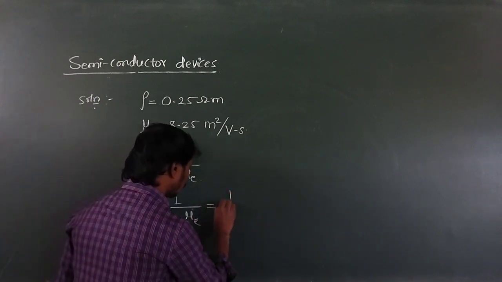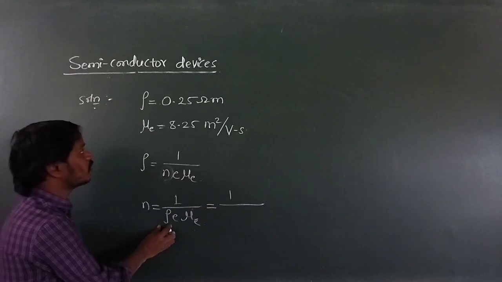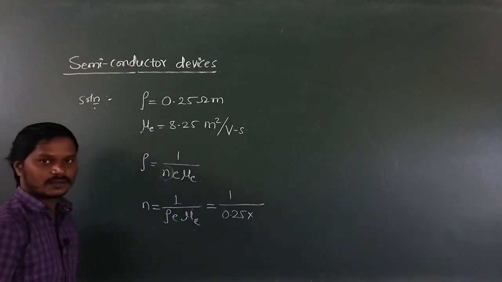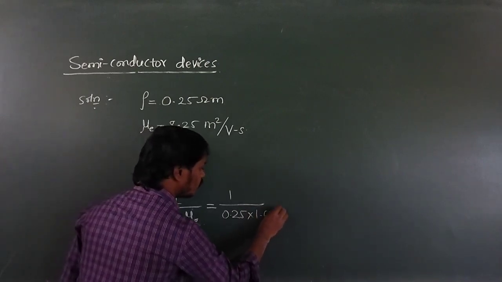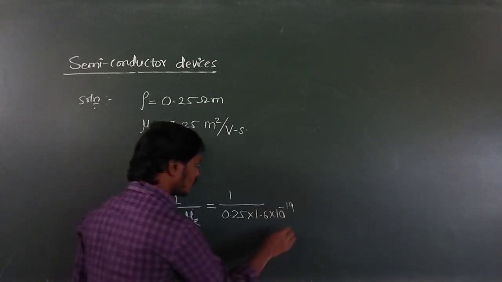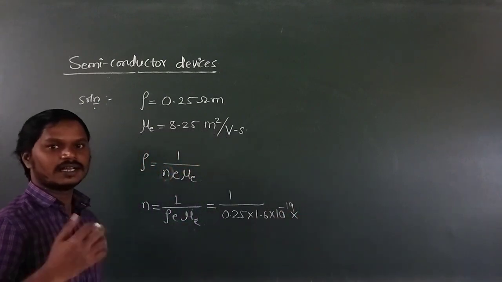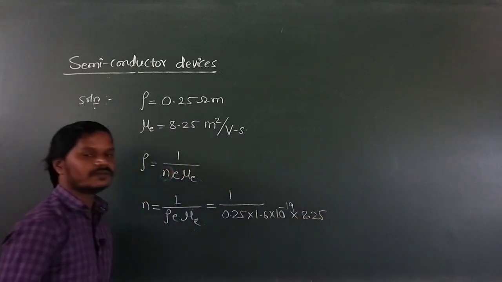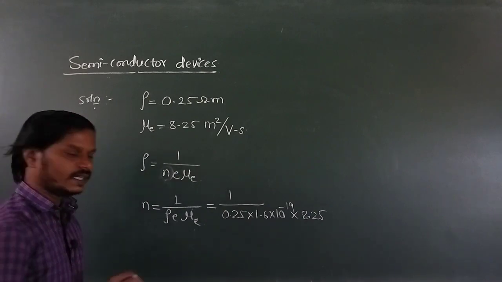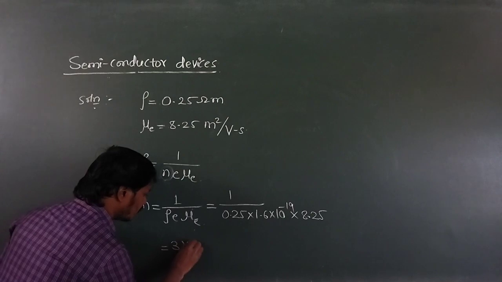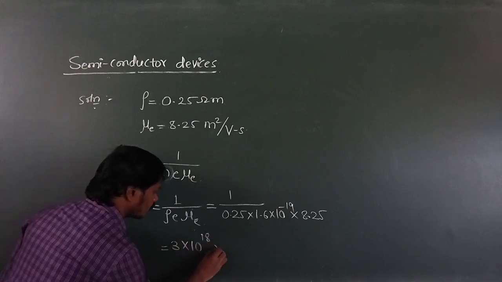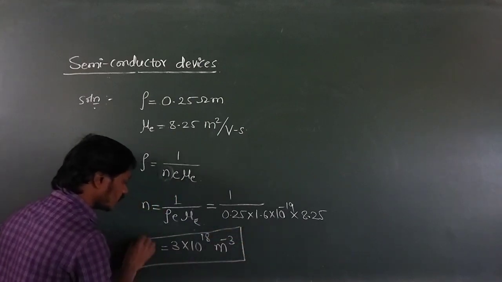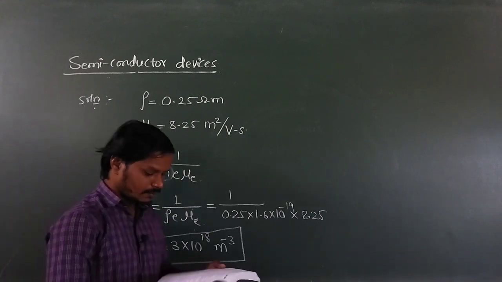Okay, so let us substitute the values. Rho, the resistivity of the N-type semiconductor, is 0.25, and the charge on an electron is 1.6 into 10 to the power of minus 19. The electron mobility is 8.25. On solving this, we will get the answer 3 into 10 to the power of 18 per meter cube. So this is the concentration of donor atoms.